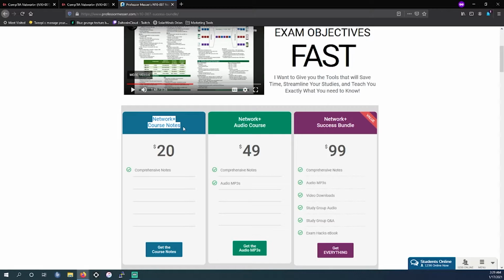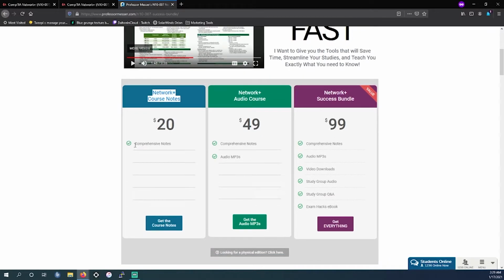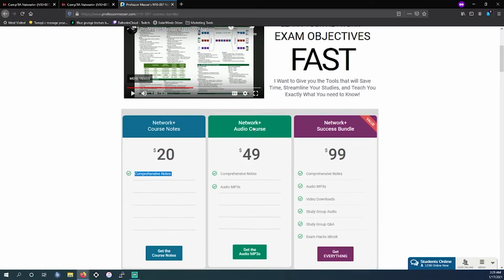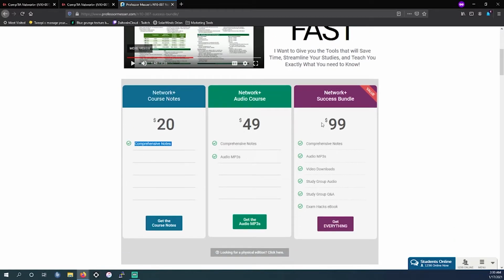From here, he has a couple paid resources as well. I do highly recommend you pay the $20, get his comprehensive notes. Kind of gives you a little cheat sheet you could work off of to remember key bullet points to what you'll need for the exam, and also just for your networking or security follow through in general. And then the $50 course and the $100 course, I would not worry about that.